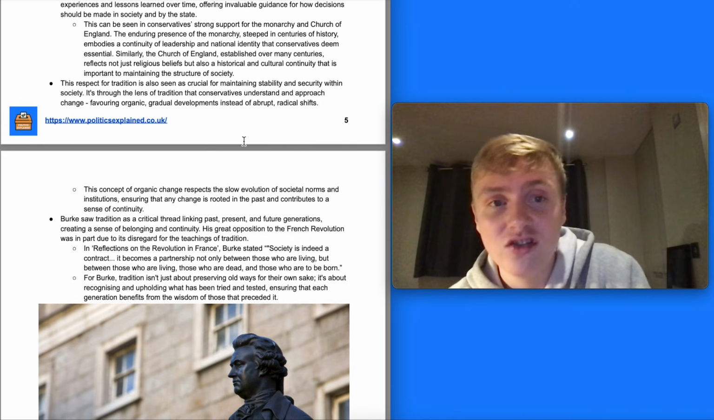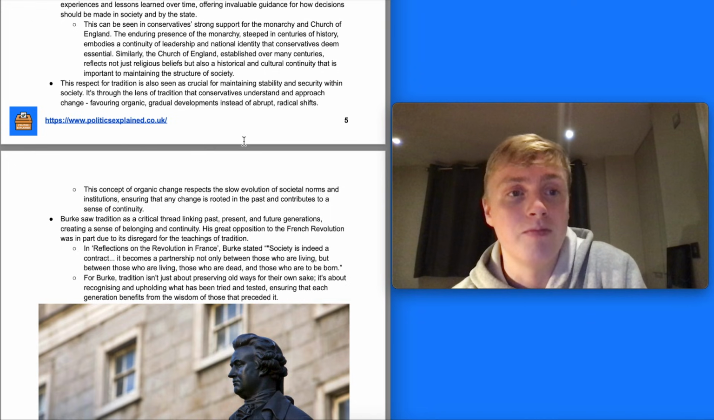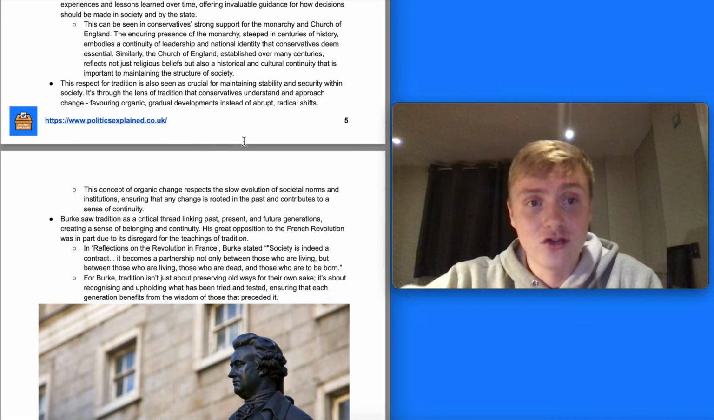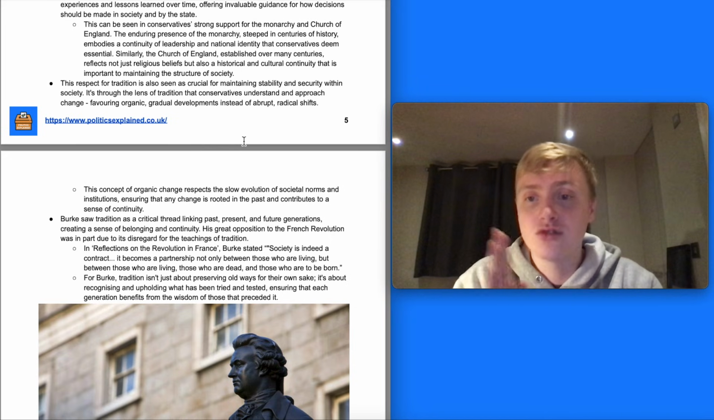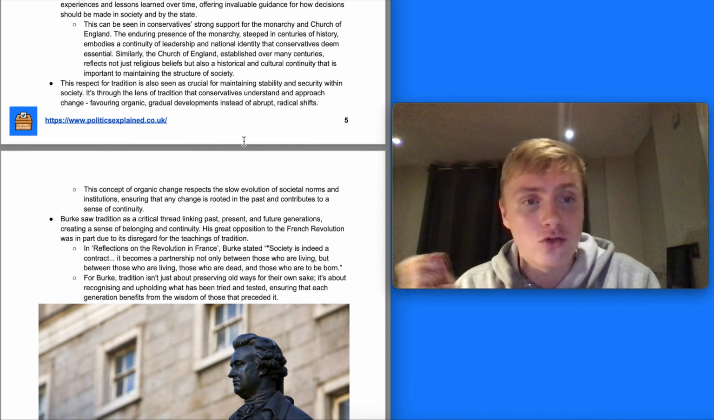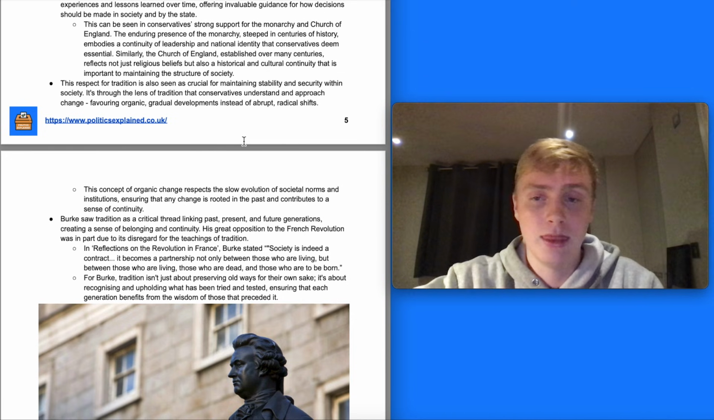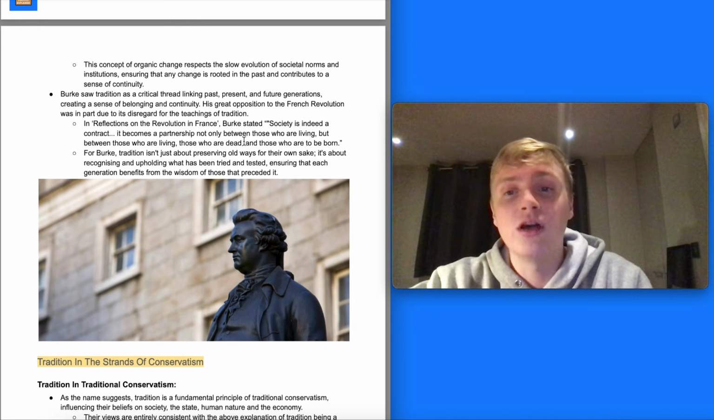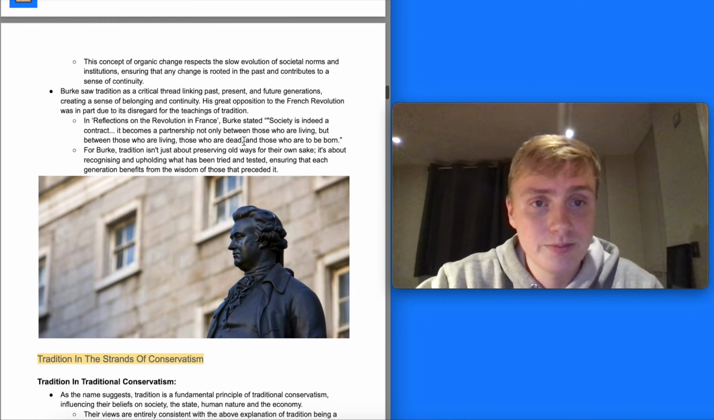It's through the lens of tradition that they understand and approach change. So they favour cautious, gradual, organic change instead of abrupt, radical shifts, because it's about maintaining tradition and the fundamental structure of society. And they believe you shouldn't completely upend societal norms. You should slowly evolve them if you need to change at all.